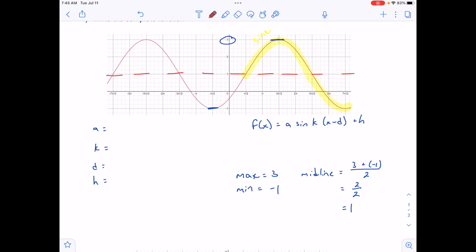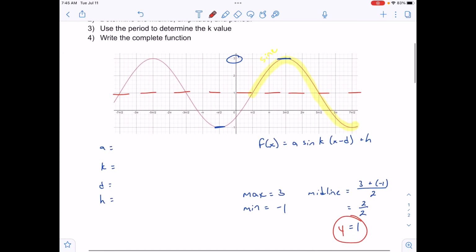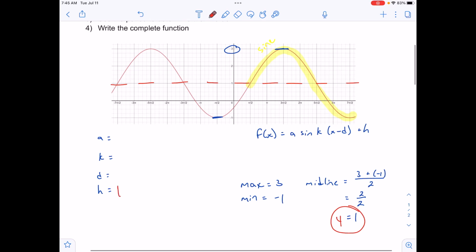I'm just going to write a y equals 1 there. For our midline, we know that the midline is the same number as h, so I can say confidently now that my h value is 1.